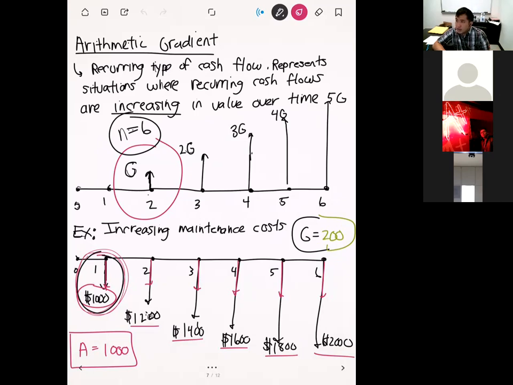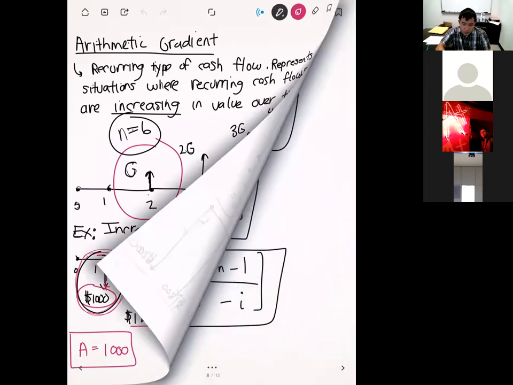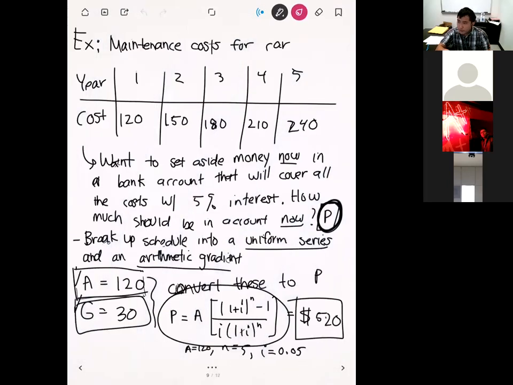Is that it? Yeah. And you were here for this example, right? For the maintenance cost for a car. Oh, I actually wasn't. I was trying to write as quick as I can. Oh, okay. I didn't even get the formulas down. I see. Yeah. So this example here was an example of how you take an arithmetic gradient and convert it back to a present sum, right?